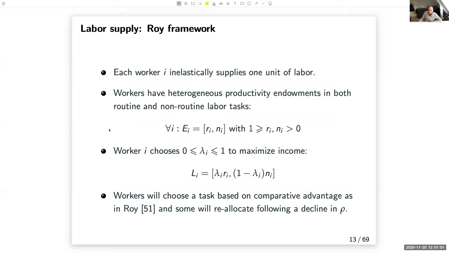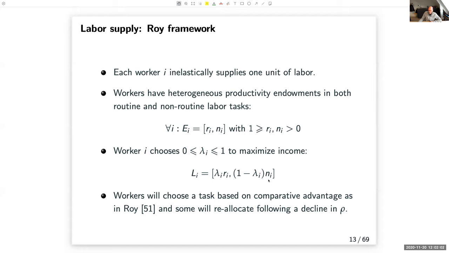On the supply side, the paper introduces a Roy framework. Imagine that each worker is supplying one unit of labor, but each worker is also endowed with E_i, an endowment of efficiency units to do routine labor tasks or non-routine labor tasks. The individual is going to choose lambda_i to maximize income, where lambda_i decides how much of your endowment you spend doing either routine or non-routine labor tasks. So, for example, if lambda_i is equal to one, then i supplies all her labor to routine labor tasks. If lambda_i is zero, then i supplies all her labor to non-routine labor tasks.